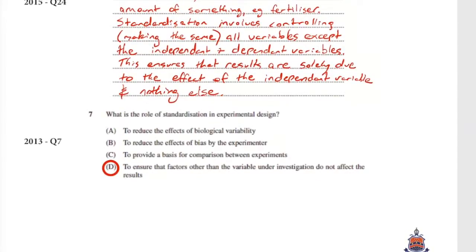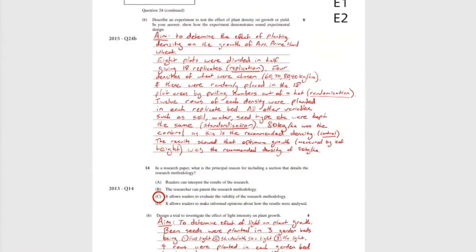The next question, 2013 question 7, what is the role of standardization in experimental design? To reduce the effects of biological variability, that's not the case. To reduce the effects of bias by the experimenter, this is randomization. To provide a basis for comparison between experiments, that's not the case. And to ensure that factors other than the variable under investigation do not affect the results, that is the correct answer. It is D.